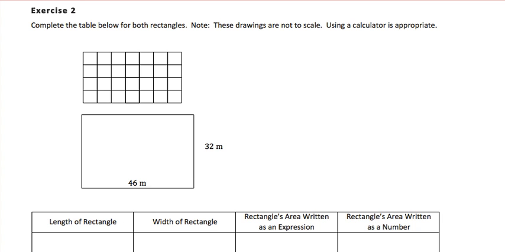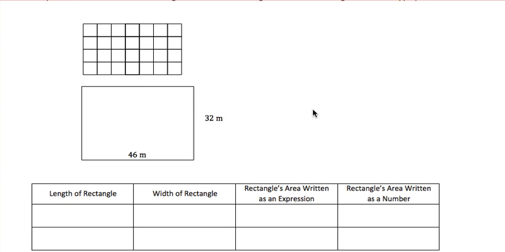Now let's practice. They're asking us to complete the table below for both rectangles, and keep in mind that these drawings are also not to scale. Using a calculator would be appropriate for these numbers. So our first rectangle, which is already boxed out for us, 1, 2, 3, 4, 5, 6, 7, is 7 units long, and its width, 1, 2, 3, 4, is 4 units. So the area written as an expression would be 7 times 4, and as a number would be 28. And again, these are units squared.